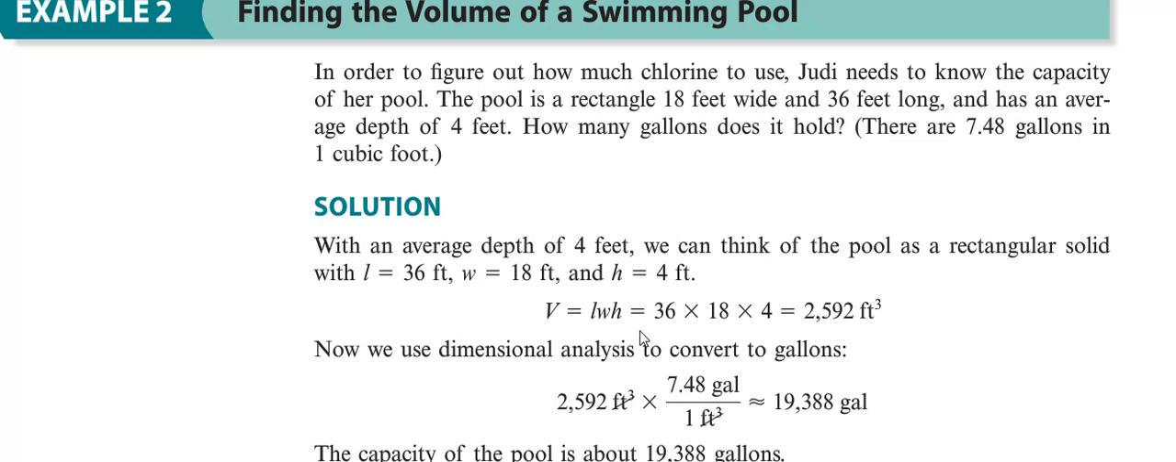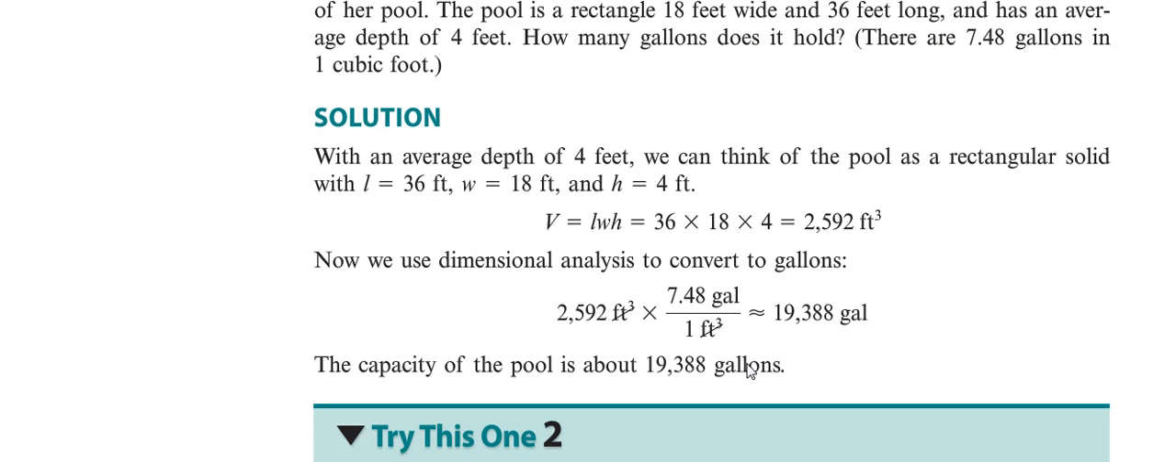Everything's already in feet as far as your measurements are concerned. So you would have L times W times H, which would be 36 times 18 times 4, which equals 2,592 cubic feet. And then, of course, we convert the cubic feet into gallons.